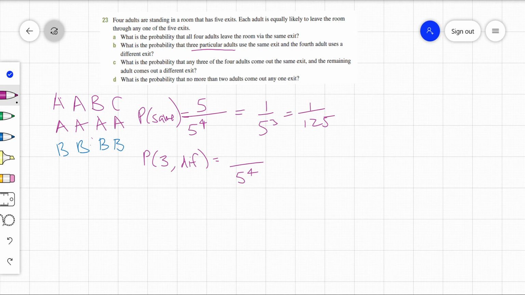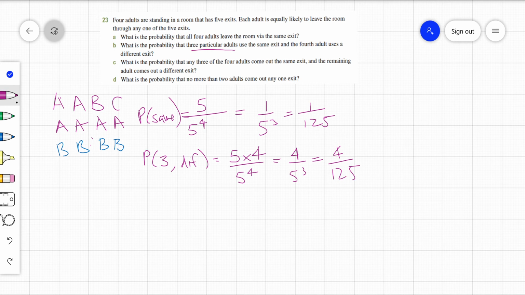Now if you think of 3 in the same, those 3 could be in the same of any of those 5 exits. So maybe they're all in the first exit, second, third, fourth or fifth. So there's 5 choices for those first 3 particular people to go in. Now the last person has to go in one of the other 4 doors, not the one that the others went through. So they have 4 choices. So if I cancel 1, 5 from both top and bottom, I'm going to have 4 on 5 cubed or 4 on 125 for that one.